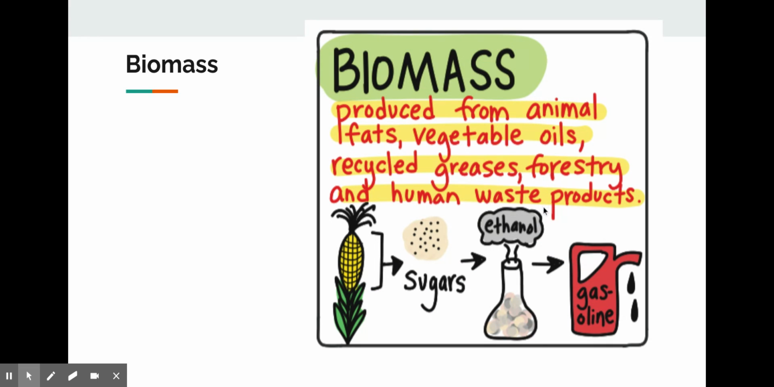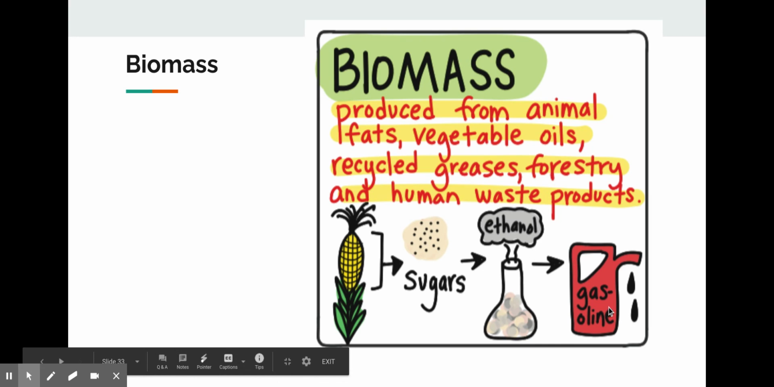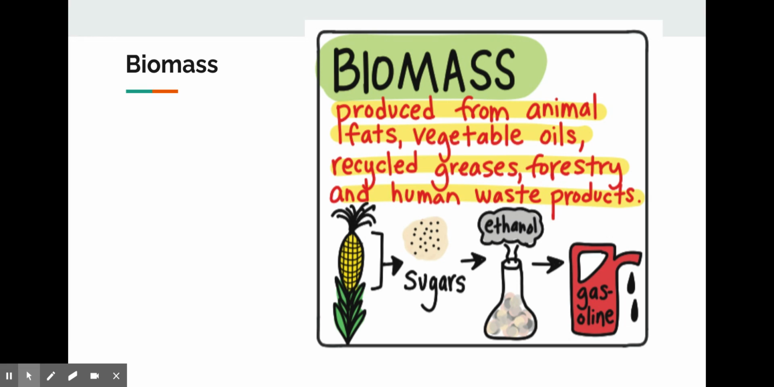And finally, biomass. Biomass is produced from animal fats, vegetable oils, recycled greases, forestry, and human waste products. The one that I talked about yesterday and is probably the best example is from corn. Most of our fruits and vegetables have natural sugars in them. Most food has sugar in it, right? So the sugar in corn is pulled out and turned into ethanol, which we can then use to make gasoline. Ethanol is a type of alcohol, right? It doesn't just have to be from corn. You can use fats and oils too.